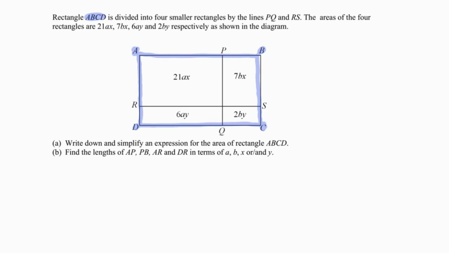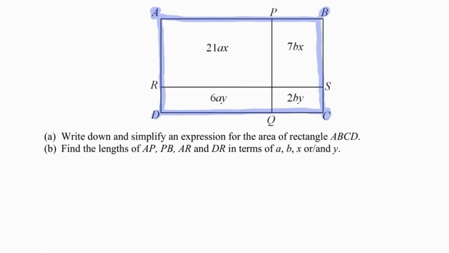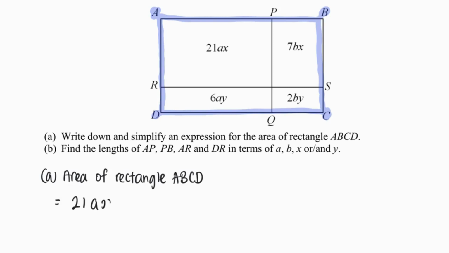So for part A, the area of the rectangle ABCD is equal to, we just need to add them up. Yep. 21AX plus 6AY plus 7BX plus 2BY. Done.